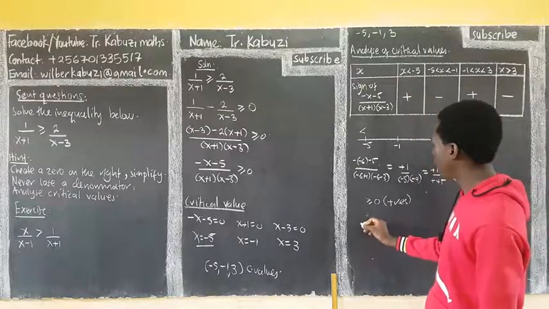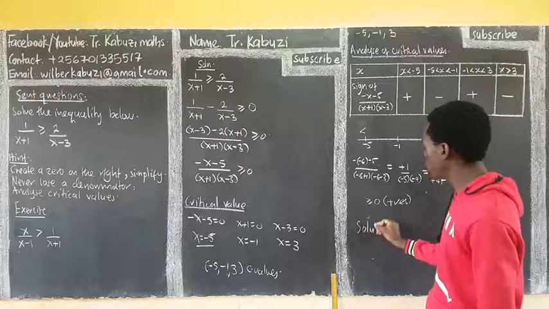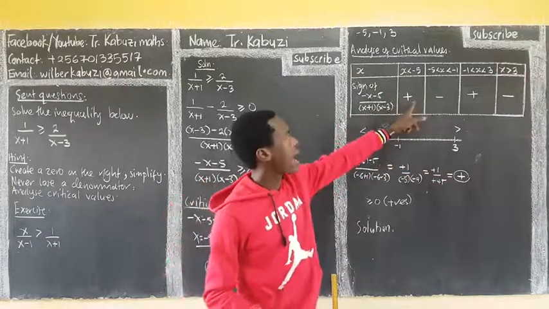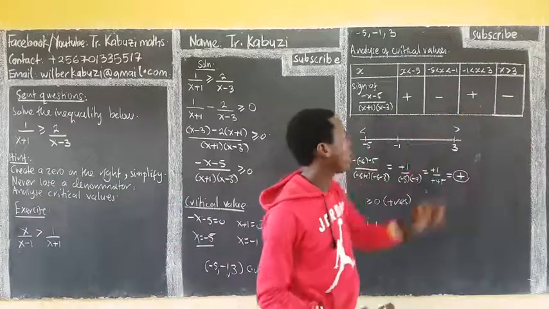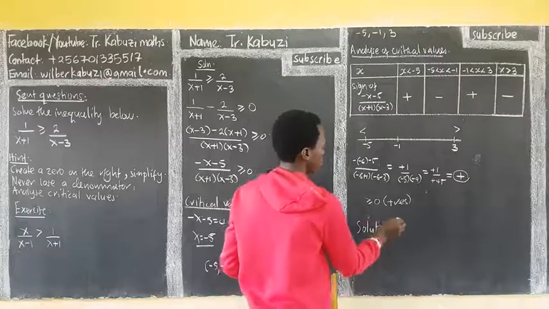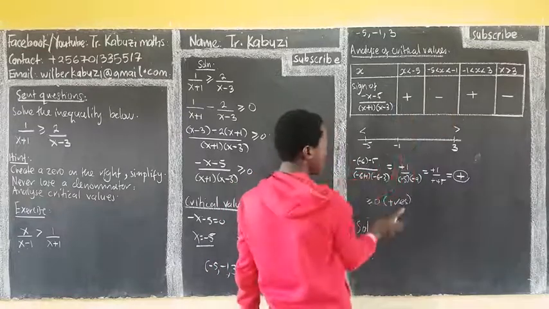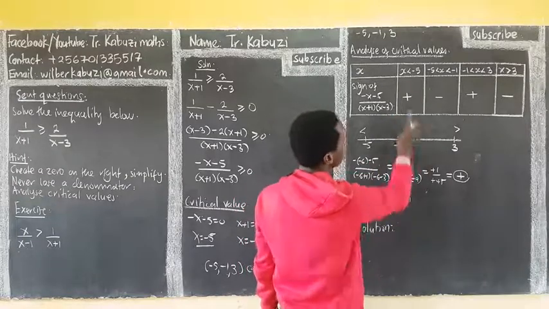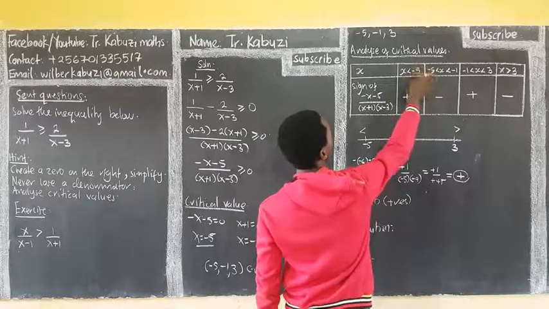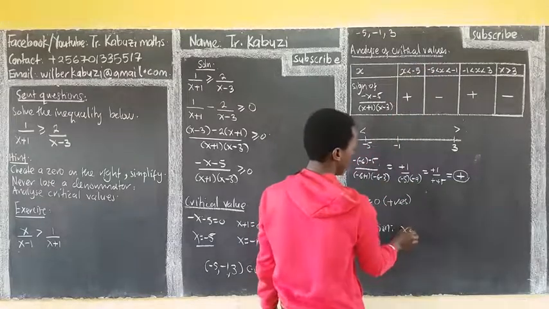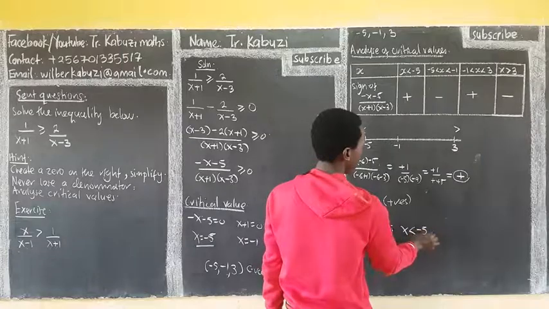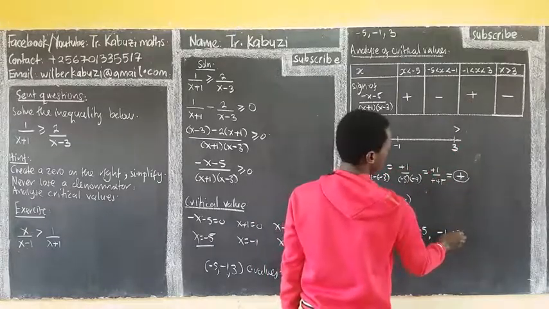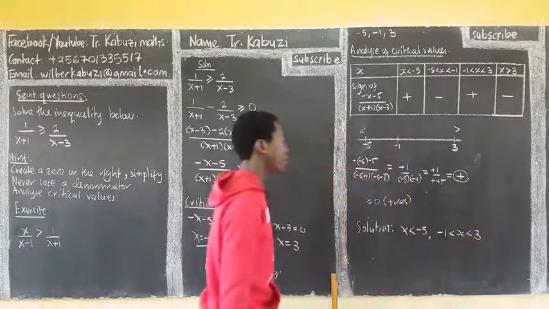So now my solution is that I go where I have positives. I have positive here and I have positive here. Those are the two ranges I'm going to take, because greater than or equal to 0 is positive z. So I come for this. For this positive, the range was x below negative 5, and then this one, negative 1 less than x less than 3. So those are the two.